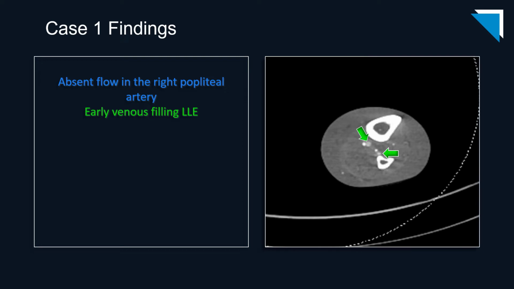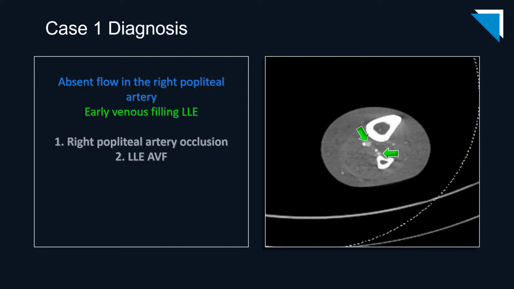Just remember, in all cases, review all the images, both sides. You never know where you're going to find pertinent findings. So our findings here are a right popliteal artery occlusion and a left lower extremity AV fistula, or are they?